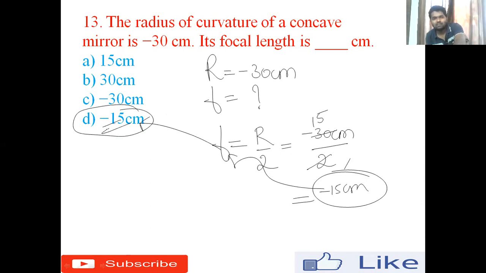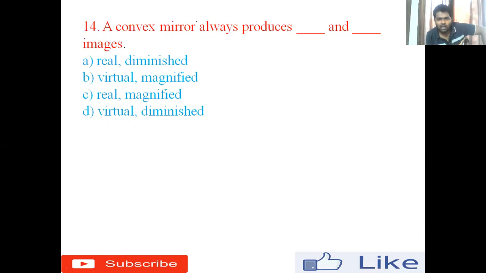A convex mirror always produces dash and dash image. It will always produce a virtual and diminished image. So the right answer for this question is option D. Okay. Real and magnified images will be produced by a concave mirror.